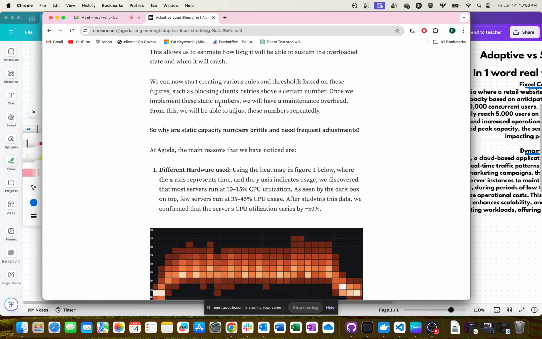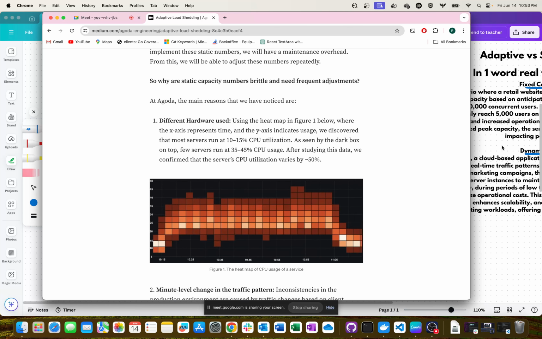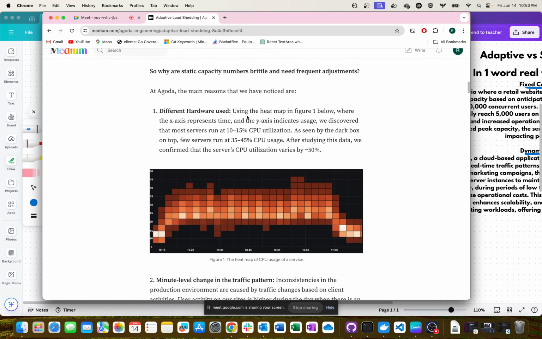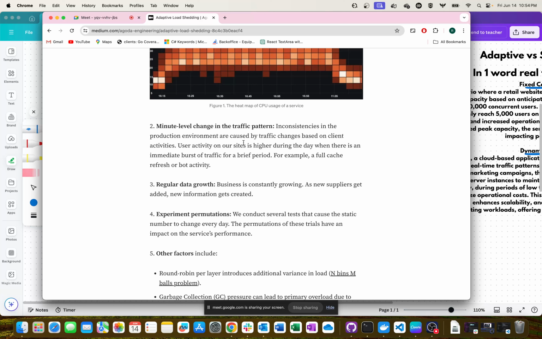So why are static capacity numbers brittle and in need of frequent adjustment? I already explained this with some examples in adaptive versus static load shedding. You have different kinds of hardware being used in a system, and your hardware might be upgraded, so if you're using static numbers you always need to keep them up to date. You have data based on which you create these static numbers. Let's say last year during puja the system scaled to this much load, but you were using some kind of T3 hardware. This year you have beefed up your hardware, so the system is not going to need that many containers.